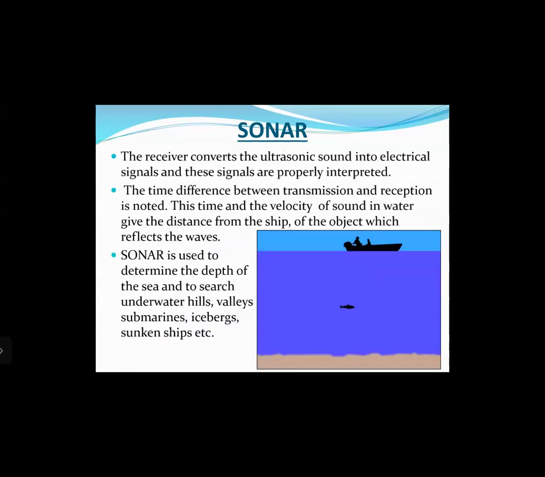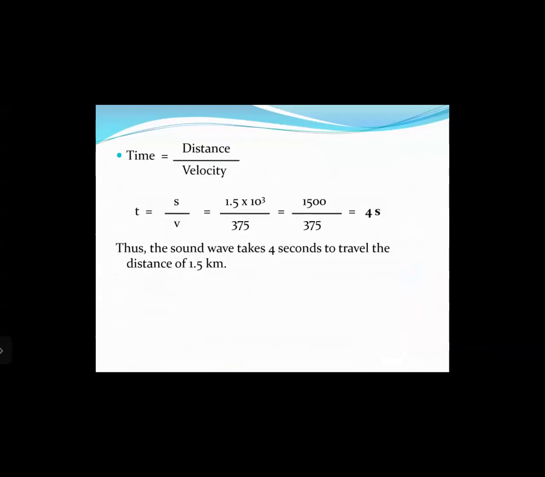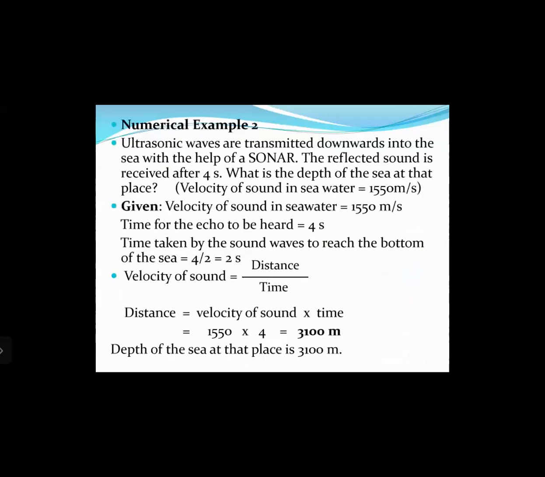Okay. So let us come back to the question. The time taken by the sound waves to reach the bottom of the sea is 4 by 2, that equals 2 seconds. So you can see velocity of sound is distance upon time, right? So distance is equal to velocity of sound multiplied by time. The velocity of sound given is 1550 multiplied by 4 divided by 2, which is the time taken, that is 2 seconds, right? So there is a mistake here. It should be 4 divided by 2, or you can write 2 seconds. That comes down to 3100 meters. So you can say the depth of the sea at the place is 3100 meters, right? That is the second question, right?